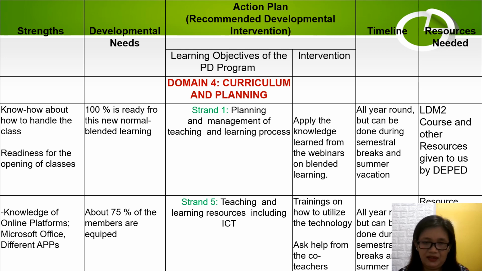Strand 5, teaching and learning resources including ICT. Knowledge of online platforms, Microsoft Office, different apps. About 75% of the members are equipped. So the intervention here, trainings on how to utilize the technology. Ask help from the co-teachers. The timeline all year round, but can be done only on semestral breaks or summer vacation. And then credible resource speakers, internet connection, gadgets.